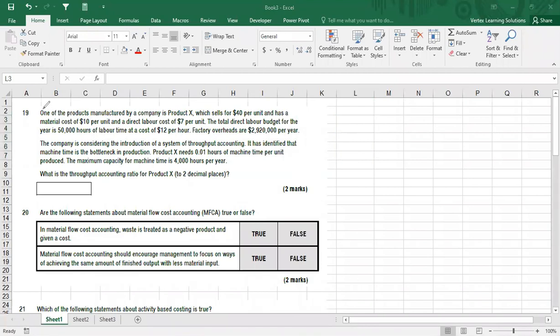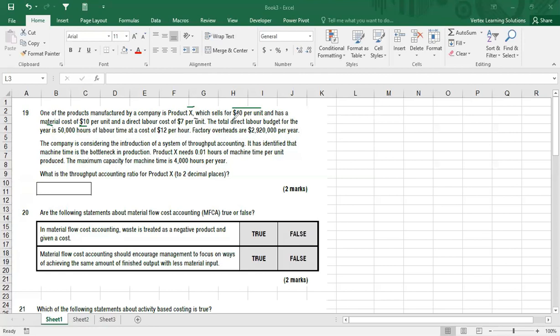Question number 19 says that one of the products manufactured by a company is product X, which sells for $40 per unit. So that is the sale price, and has a material cost of $10. And we know that in throughput accounting, only material is the variable cost. Your labor is fixed, variable overhead is fixed, fixed overhead is fixed. We have 4 cost elements: material, labor, variable overhead, and fixed overhead. And only material cost is variable. All others will be assumed to be fixed. So this is $10. Okay. And a direct labor cost of $7 per unit.